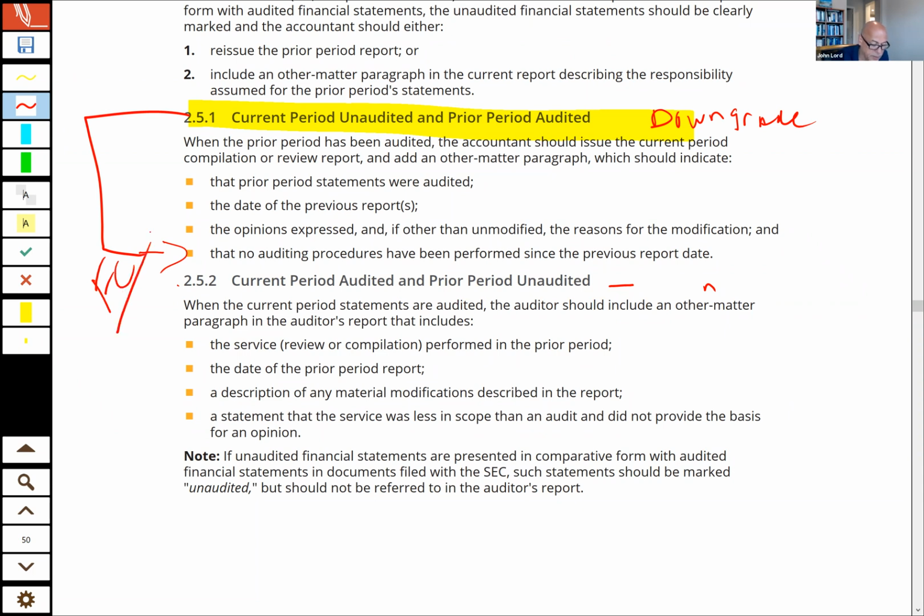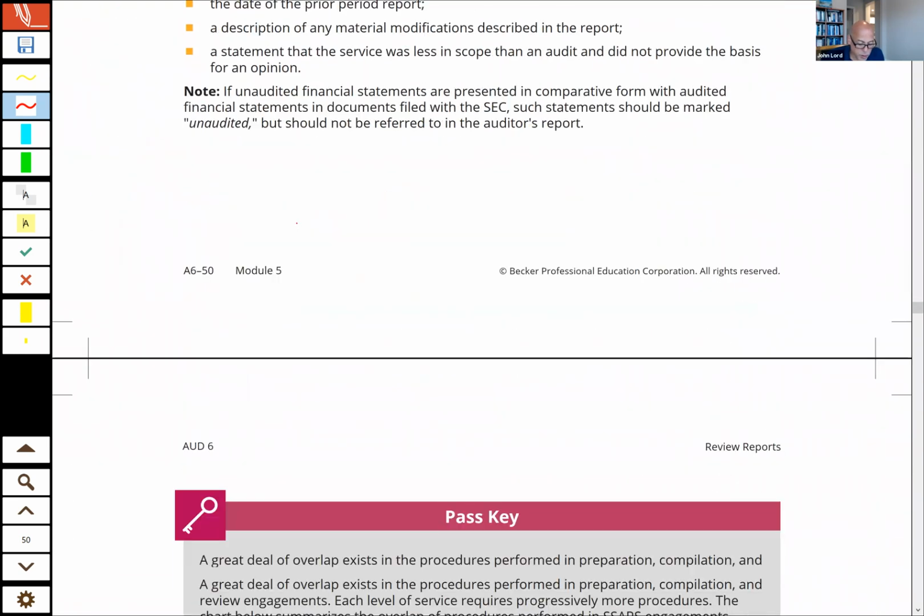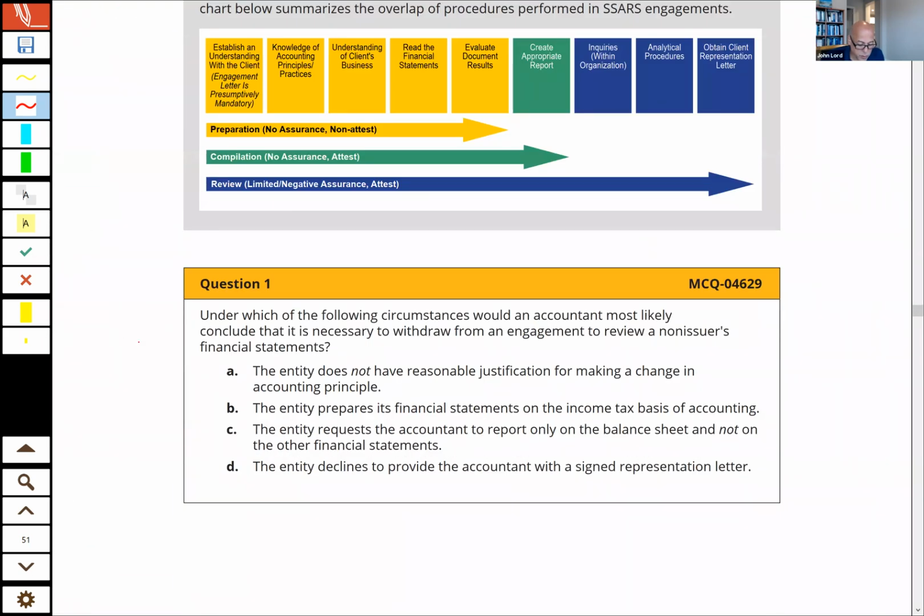That downgrade here, they're talking about down from an audit. If it went down from a review to compilation, you make that same statement, although you wouldn't say auditing procedures, you say review procedures. Okay. Okay, good. Let's take a look at this question.